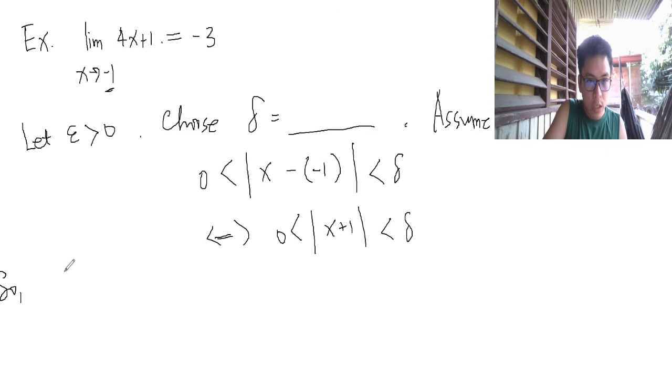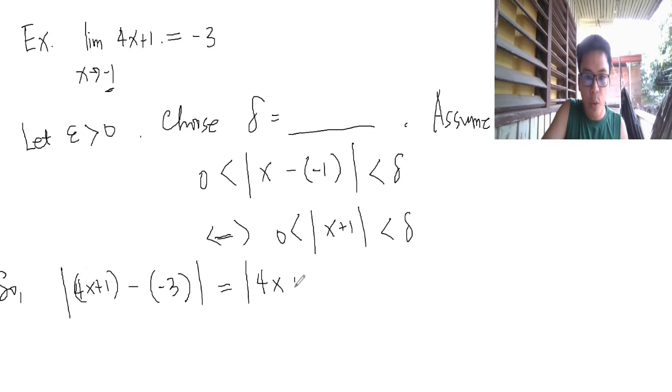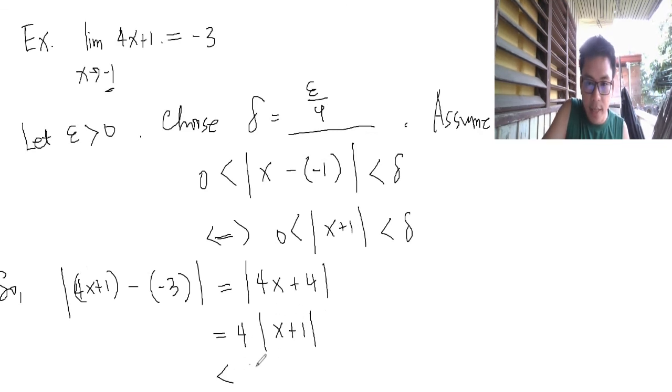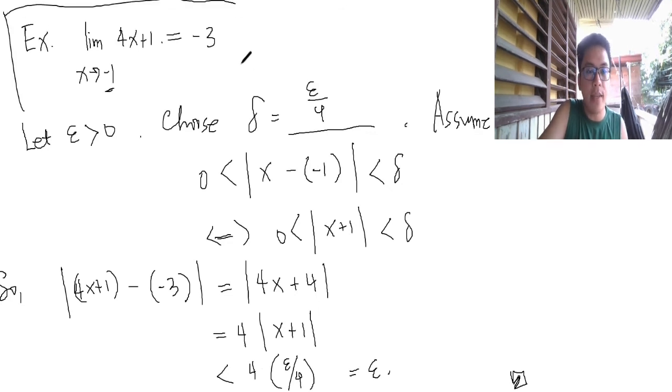So here, this is |4x plus 1 minus negative 3|. And this is equal to, what is this? |4x plus 4|, right? And so I can extract 4 here, and so I have 4|x plus 1|. And remember, |x plus 1| is less than delta. But there's a 4 here, so I can choose this delta as epsilon over 4. In that way, since this is less than delta, I would have less than 4 times epsilon over 4, and this is equal to epsilon. So therefore, this claim is true.